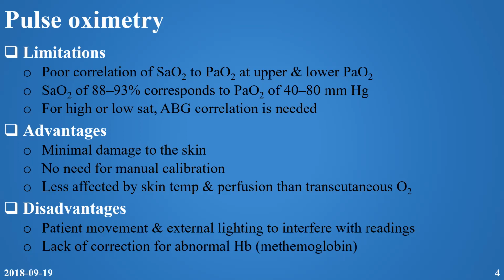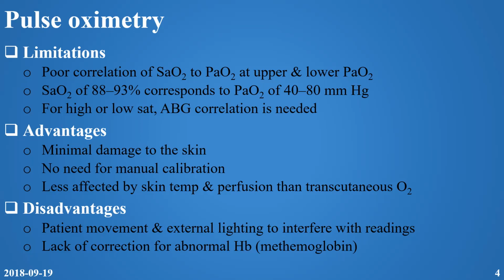Okay? Now, what are the advantages of pulse oximetry? Because it uses light emitting, it emits light, it will not damage the skin. So we don't need to change the location. So that's one. Second, it does not need calibration, so you don't need to recalibrate every 6 hours. The reason is that it does not measure numbers, it gives you a percentage. And it is not affected by skin temperature and perfusion. It is affected, but not like other non-invasive measures.